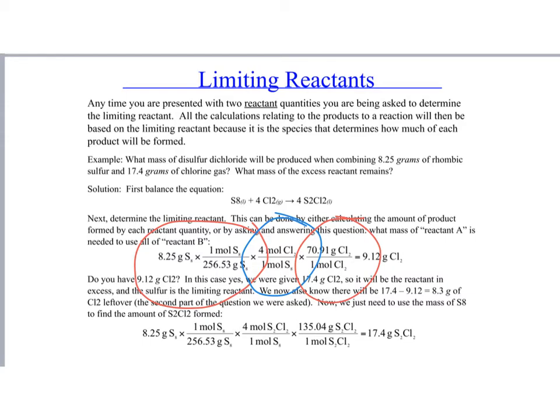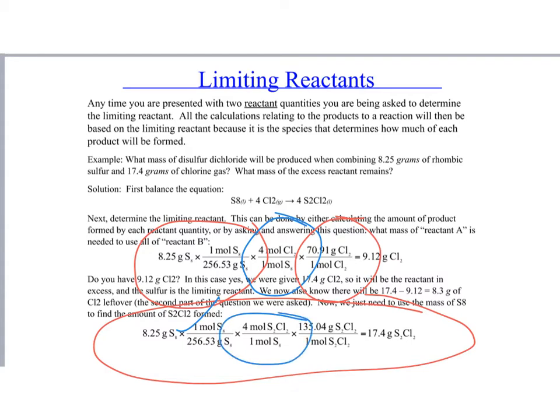Now down here in the bottom is where we're actually doing it the way we did it in the previous slide, where we take the S8 first, right? We convert that to moles. We use the mole ratio. We go back to S2Cl2, right? And then we get grams of S2Cl2 that we could make from S8. We already know that S8 is the limiting reactant, but if we were to do this the way we had done it in the previous slide, we would now do the same thing with chlorine, Cl2, find out how many moles, do the mole ratio, find out how many grams, and it would be more grams than 17.4, right?